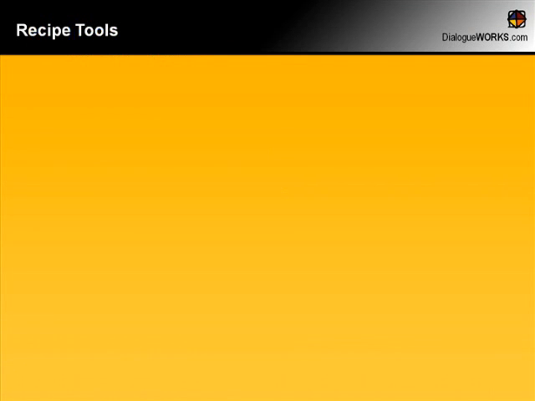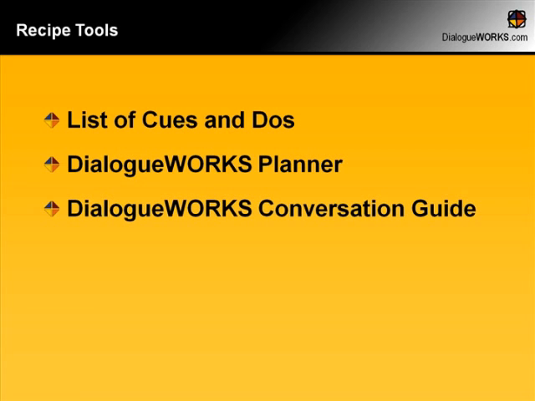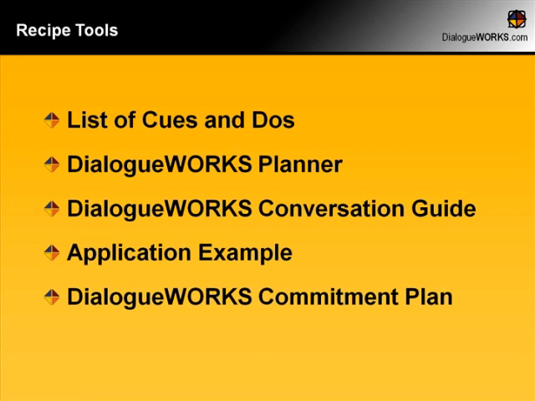Let's take a moment to review the recipe tools you will receive when you download a recipe for conversations that work. Each recipe includes a list of cues and do's, a DialogueWORKS planner, a DialogueWORKS conversation guide, an application example for each specific conversation, a DialogueWORKS commitment plan, and a specialized presentation video. Let's take a moment to review the contents of the component parts in each recipe.